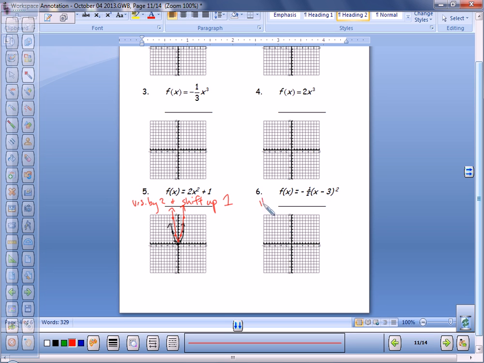This is a horizontal shift right 3 units, a reflection over the x-axis, and it is also a vertical compression by a factor of 1/2. So it's the same parent graph as over here. It's still the parabola.